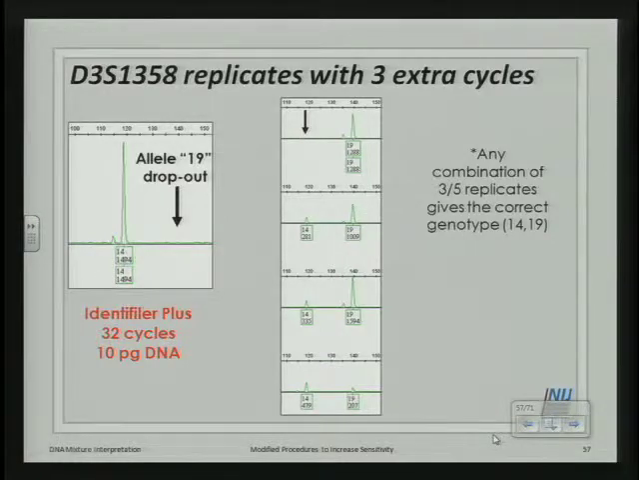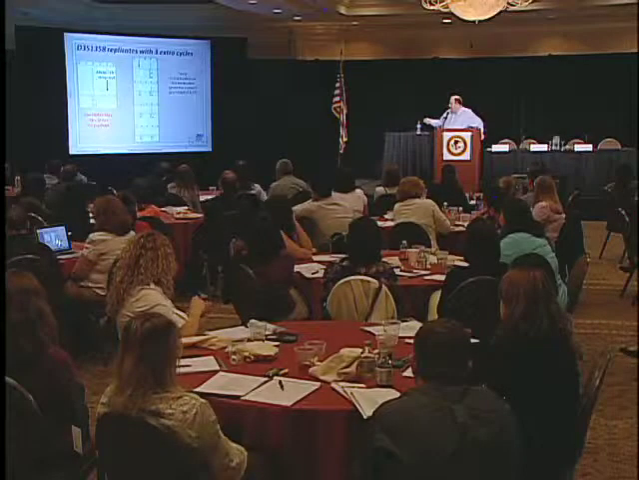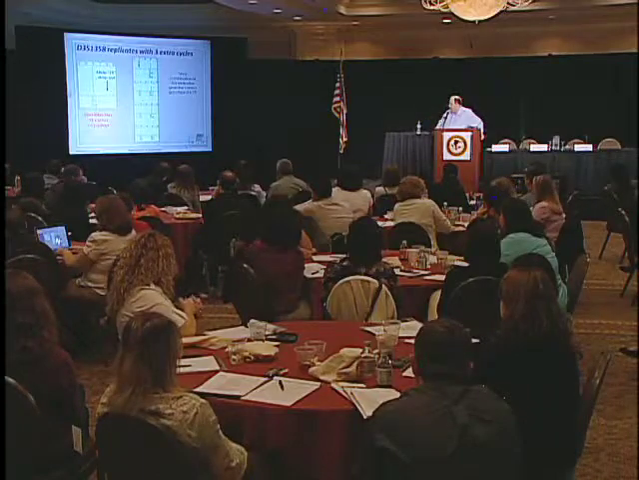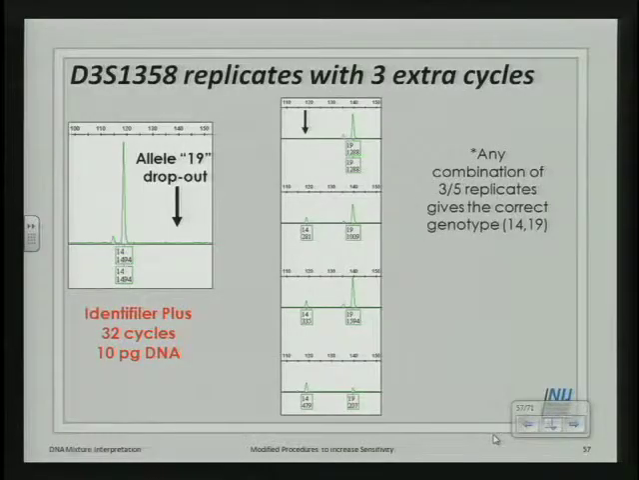Now remember this cautionary note. This again was the 19, where the 19 allele had dropped out. This is my 14, it's almost 1,500 RFUs. This is data that Becky generated. Here's 4 additional replicates. So we have 5 replicates here.